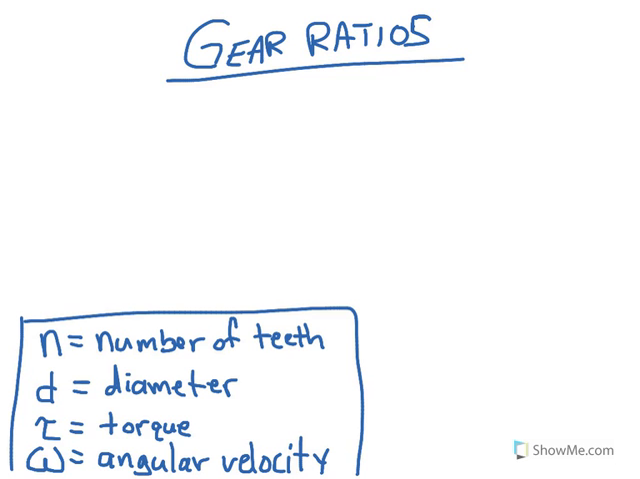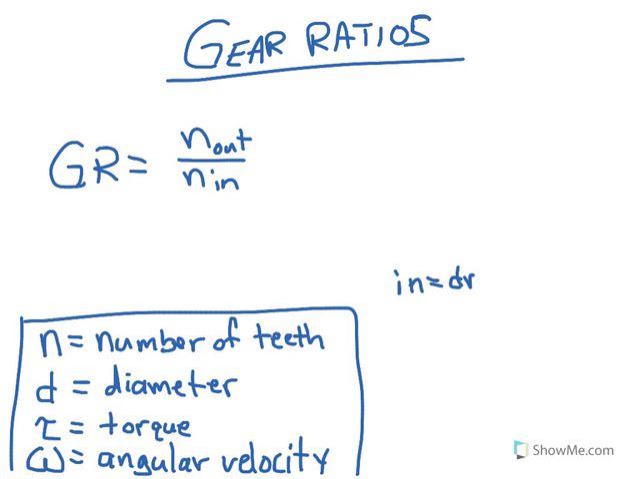So using those variables, here's what the gear ratio is defined as. GR, for gear ratio, is equal to the number of teeth going out divided by the number of teeth going in. Now let's quickly discuss what the in and the out means. In is the gear that is the driver. Out is the gear that is being driven. Relating that to mechanical advantage, the driver is known as the effort. The driven is the resistance.